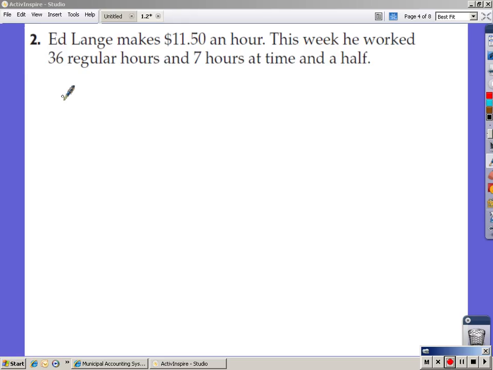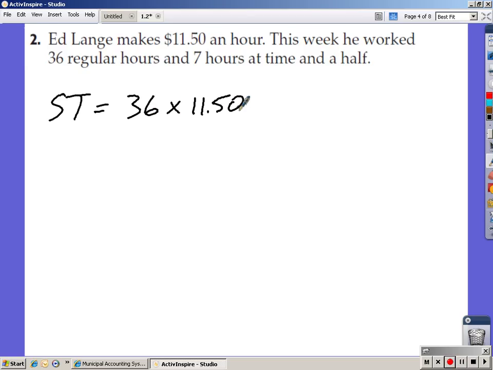Okay, so straight time pay, 36 hours times $11.50. And understand that the standard is 40 hours for full time, but sometimes something else may be used by a business, and in this case 36 is considered full time. So 36 times $11.50 is $414. You basically just have to read the instructions and follow along.